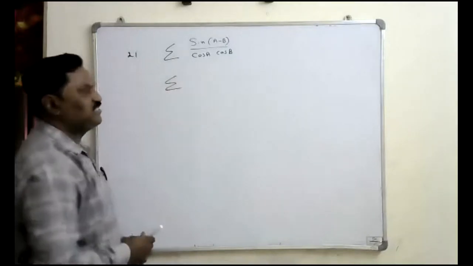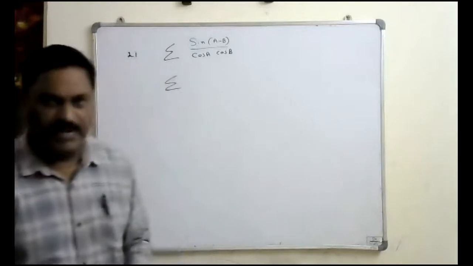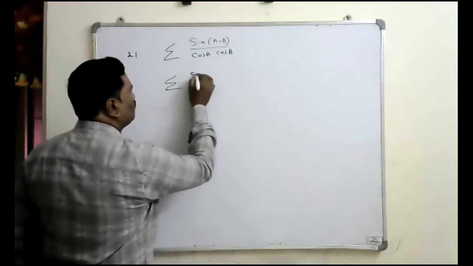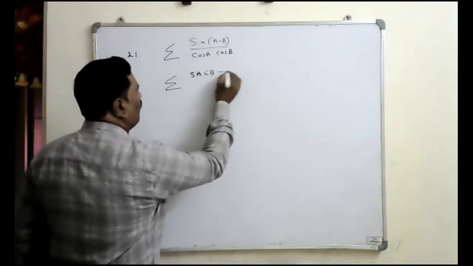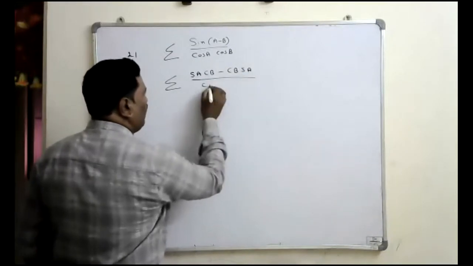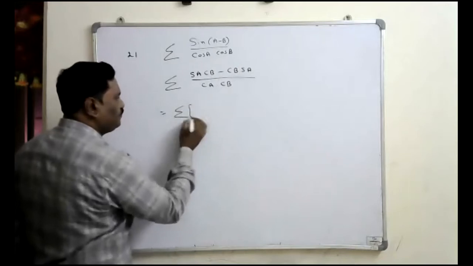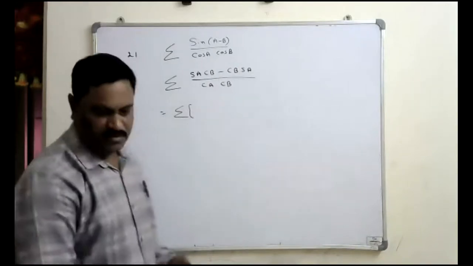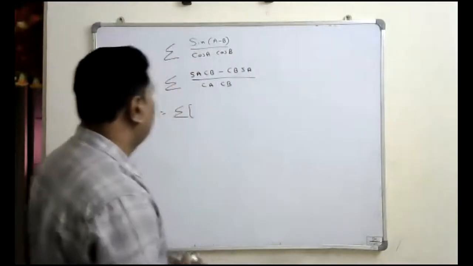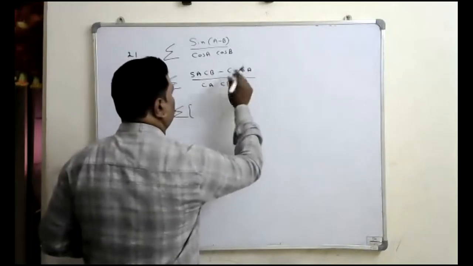First in the numerator, sine of A minus B is there. The formula for sine of A minus B is sin A cos B minus cos A sin B, minus cos B sin A, upon cos A cos B. Then split that, cos A sin B.